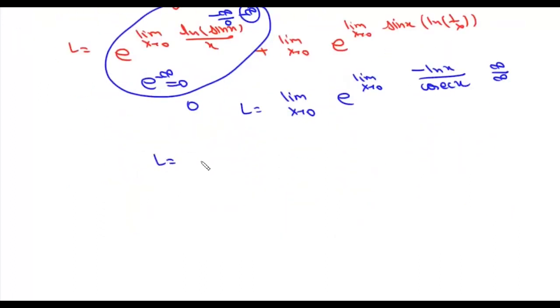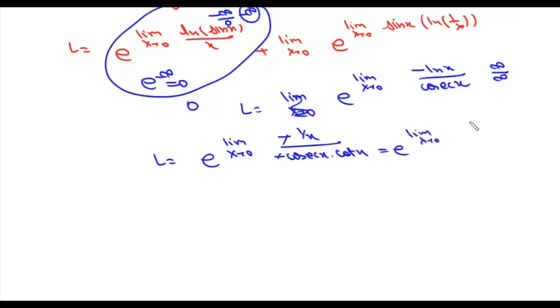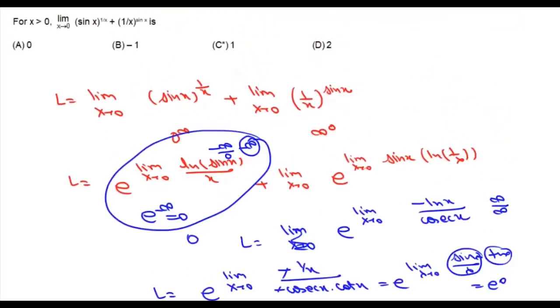Now we use L'Hopital's rule, so it will be e to the power limit x tends to 0, and this is minus 1 by x over minus cosec x into cot x. Minus and minus will cancel, so it will be e to the power limit x tends to 0 of sin x into tan x upon x. Sin x upon x is 1 and tan x is 0. So it will be e to the power 0. That means the value of this limit is simply 1. And that's your option C.